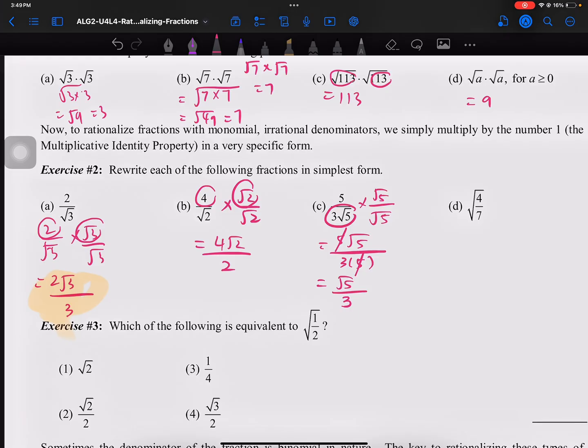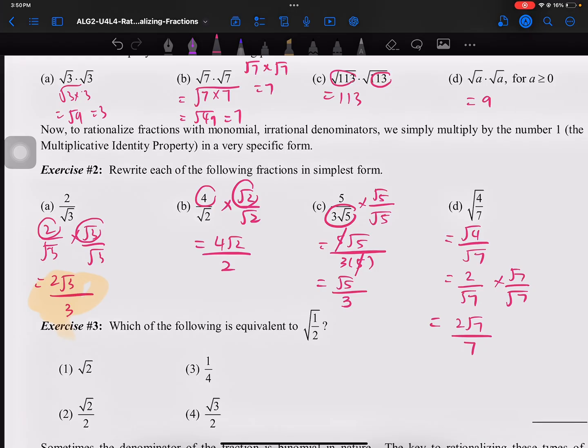Now √(4 over 7). So here the root is over the fraction. We can split the radical over numerator and denominator. So it becomes √4 over √7. √4 is actually 2, so 2 over √7. Okay, now we multiply top and bottom by √7. So it becomes 2√7 over 7. We still have a square root, but it's in the numerator, no more in the denominator.